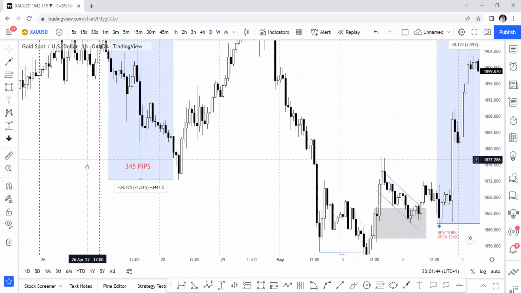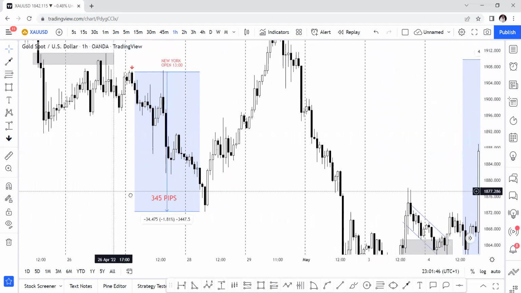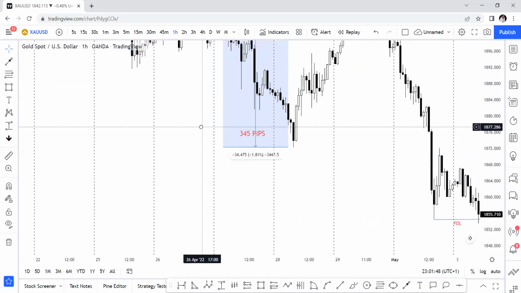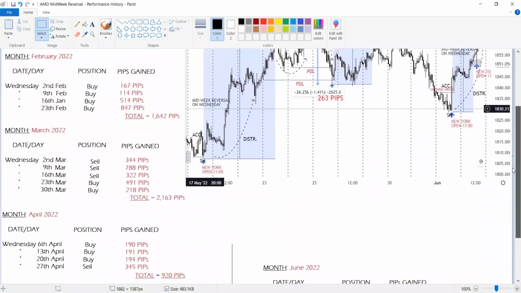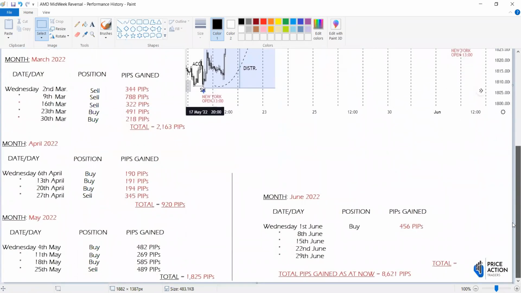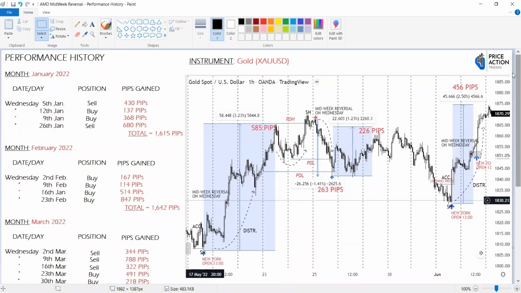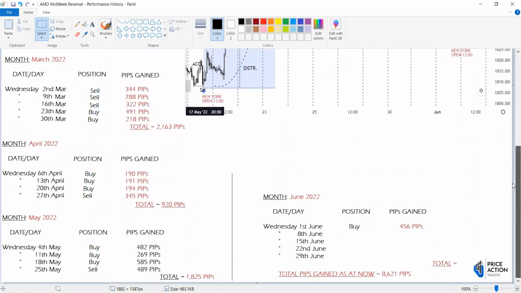482 pips that ends the month of May, which gives us almost about 1,825 pips. You can see this is the historical performance on gold.